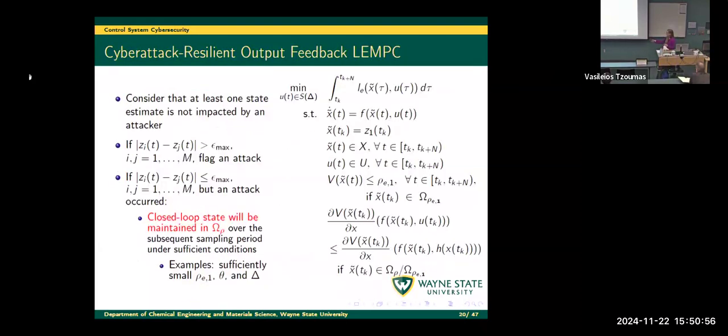So specifically, if we consider that at least one state estimate is not impacted by an attacker, then if the difference between two estimates is greater than this value of epsilon max that it should never exceed if there's no attack, we flag an attack. And then if the difference between the estimates is less than or equal to this upper bound, then either we don't have an attack or we do. And so let's say that we do, but we didn't detect it because it falls under the radar of our detection strategy. In that case, we're actually able to demonstrate that the closed loop state will always be maintained in the safe operating region omega rho, as long as we have some sufficient conditions over the subsequent sampling period. So this enables us to start looking at how can we design these different strategies for detection in tandem with the control laws so that we can at least do some level of safety for some amount of time after we don't detect attacks, because we're able to combine the control theory with the detection strategy.